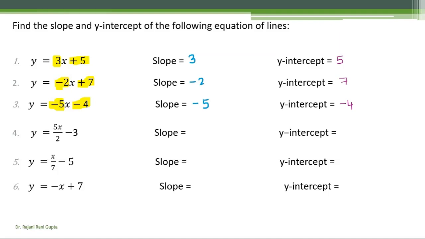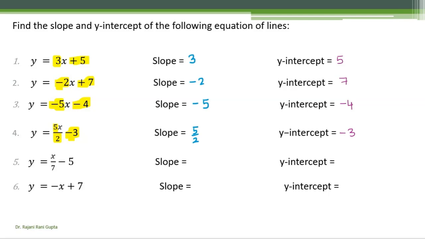Now look at the fourth example. y = 5x/2 - 3. If you carefully look at the coefficient of x, it is 5 divided by 2, a rational number. Yes, it is possible. And the constant term is minus 3. So the y-intercept is minus 3.